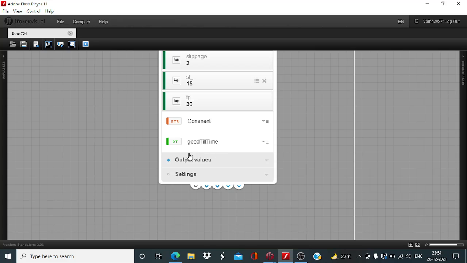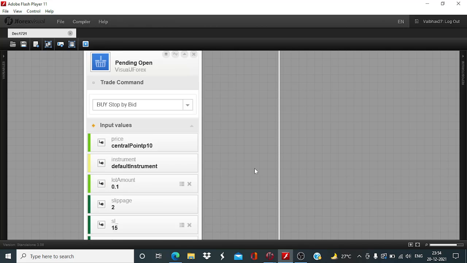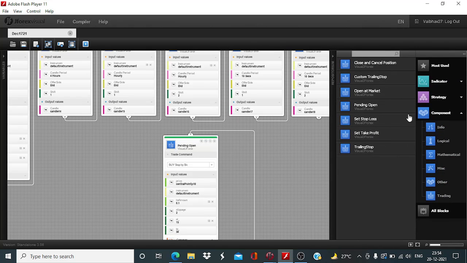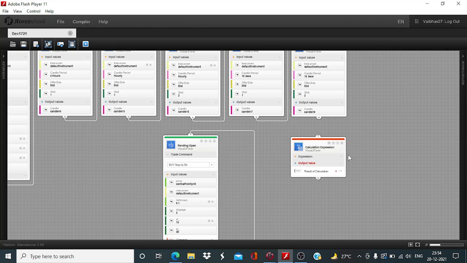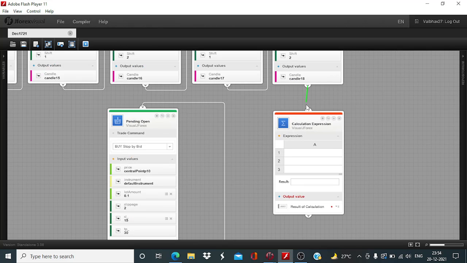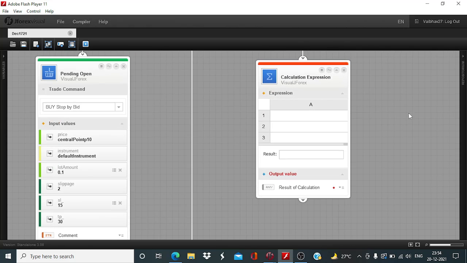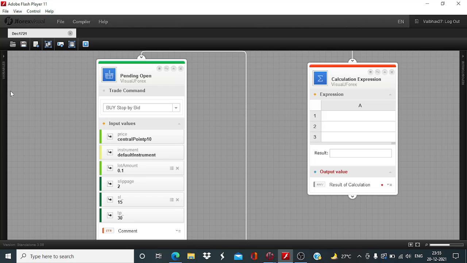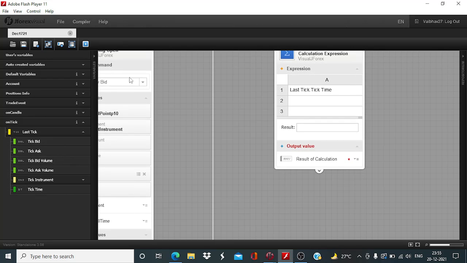And then comes the question of order validity, for which we will have to create a new variable with the time value of 1 hour. So I will have to take the calculation expression, mathematical component. Here we add calculation expression, and to this we have to take the last tick time and add 3.6 million ticks to it.